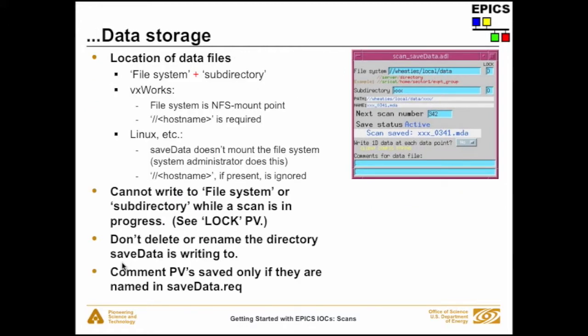So the location of the data files is different for different systems. On VxWorks and on RTEMS, you have to specify the computer, the NFS file server to which you're writing, and then you have to give a file path that's understood by that machine. On Linux, you're going to write to your own disk, or to whatever the system administrators have set up for you, so it's just a file path. You can't write to these things while a scan is in progress. Really bad things would happen if you try to do that. And the comment PVs, they look like they're saved, but they're only saved if they're included in the savedata.req file in the IOC boot directory.